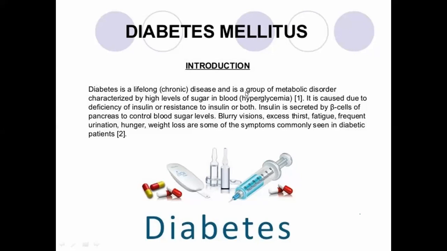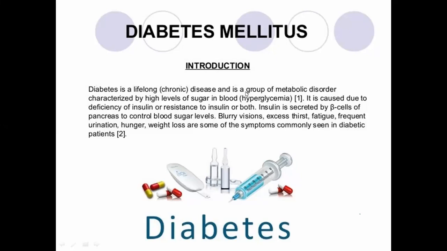So this is diabetes mellitus. It is a metabolic disorder. If there are disturbances in the metabolism, then this disorder occurs. It is characterized by a high level of sugar in the blood, that is hyperglycemia. Diabetes is a chronic disorder, and it is characterized by high level of sugar in the blood. It is caused due to deficiency of insulin.